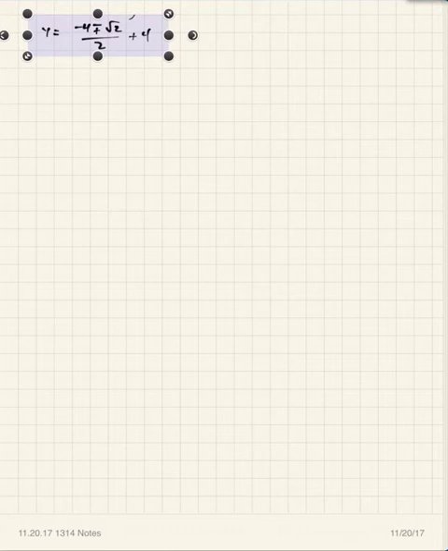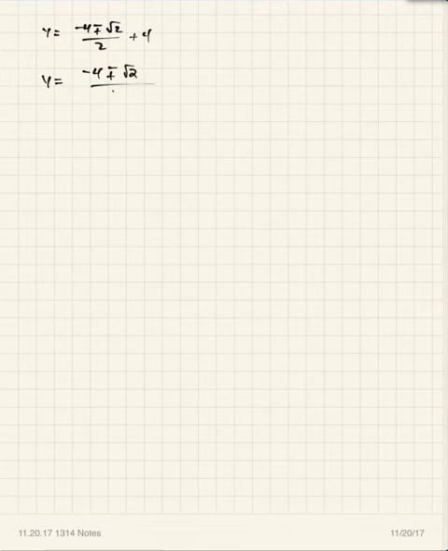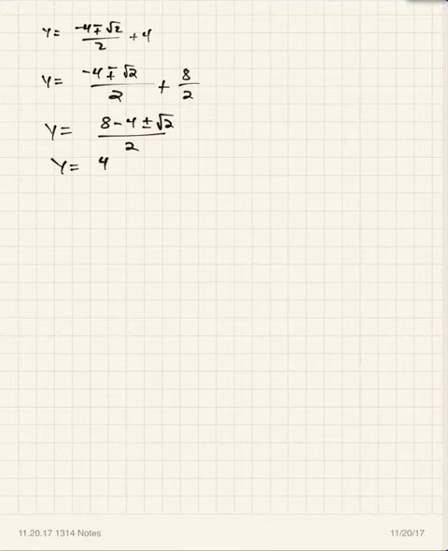So here's our y value right here. And so you get y equals negative 4 minus or plus the square root of 2 over 2 plus, and this would be 8 over 2 right here. And so we would get y equals 8, since they have a common denominator, minus 4. And I'm going to stop writing minus or plus. I'm going to write plus or minus because it just looks nicer that way, over 2. And so you get y to be 4 plus or minus the square root of 2 over 2.